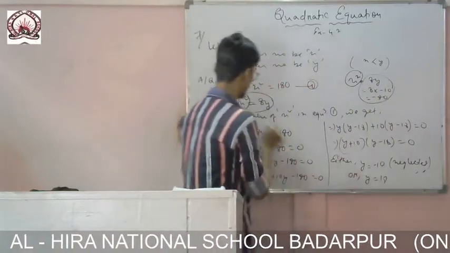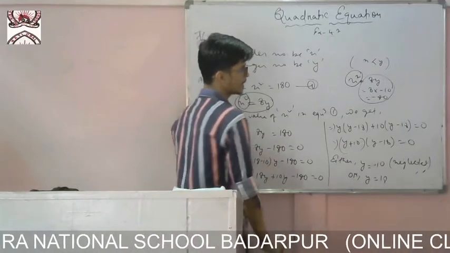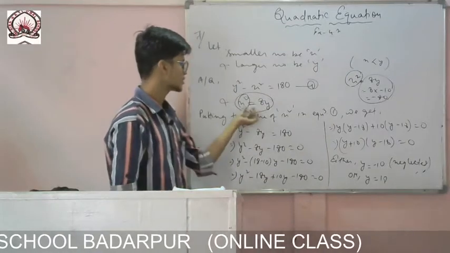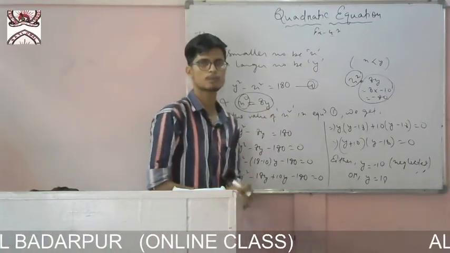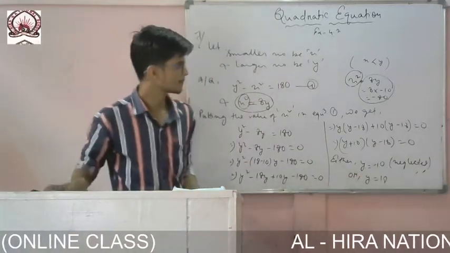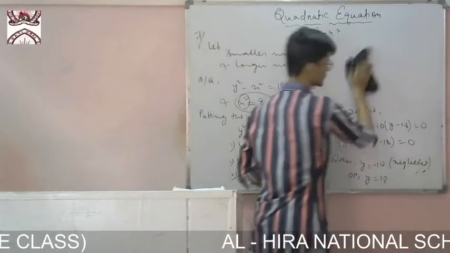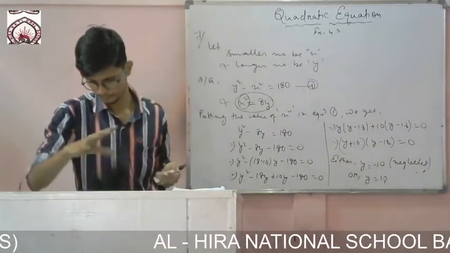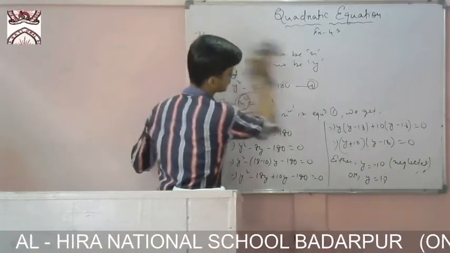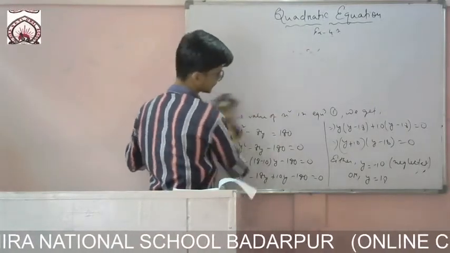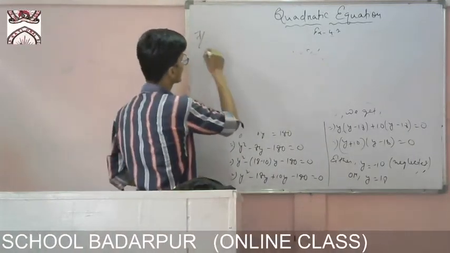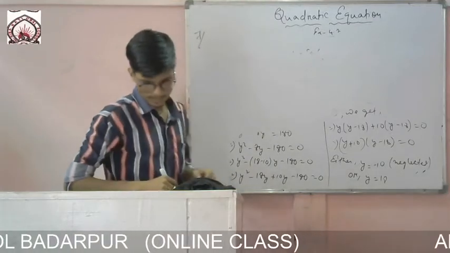Have you understood this one? Here x square is equal to 8y given. That means whenever we do square, the number becomes positive. So x square is equal to 8y, that means 8y is also a positive number. That means y is also a positive number. So this one will be neglected, okay. So therefore y is equal to 18 we have got.